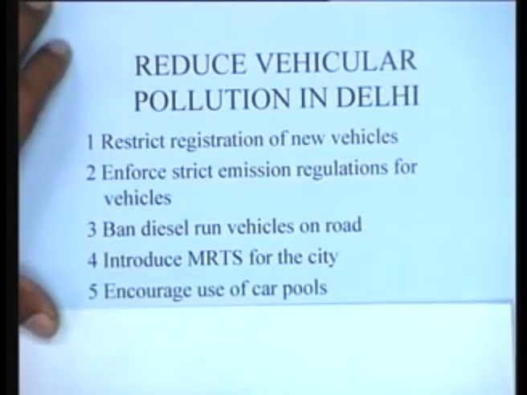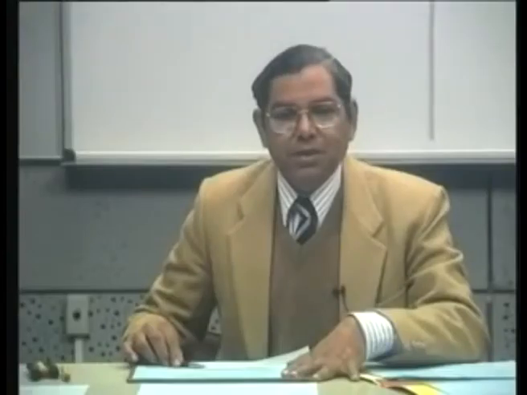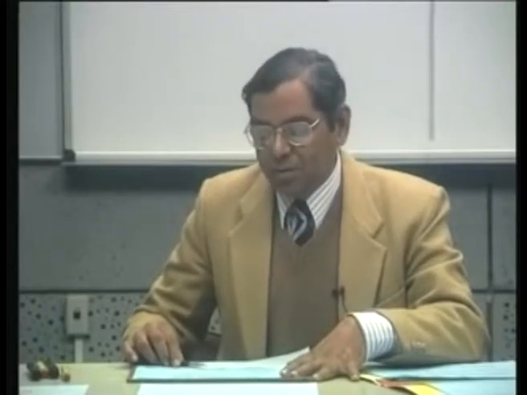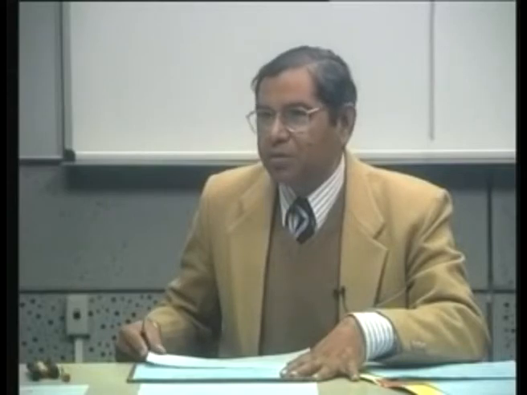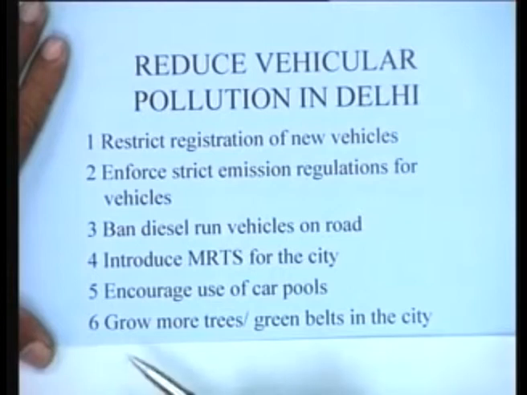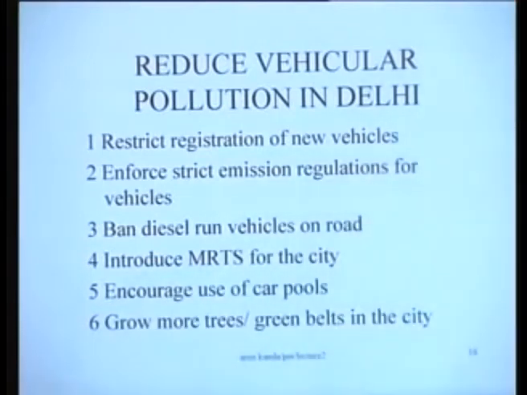Let's talk about the fifth project: encourage use of carpools. A large number of people drive to their offices independently in cars. They could probably coordinate and use more carpools. That would reduce the number of vehicles and so on. The sixth project that we have identified, we are identifying projects, right? Grow more trees or green belts in the city. This could be another project which would possibly improve the environment of the city and cut down on pollution. This is project number 6.